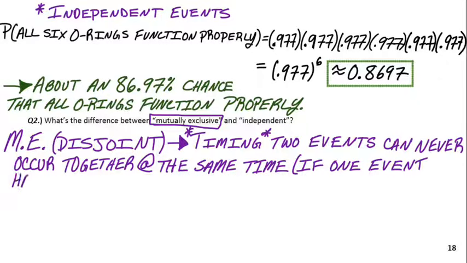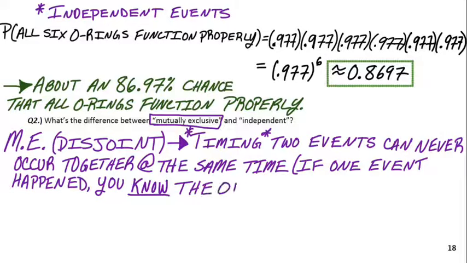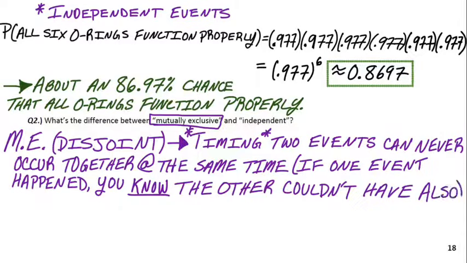Which means if one event happened, you know the other event couldn't have happened. The easiest example I can think of for this is the heads-tails example. If the coin landed heads, you know for sure it didn't land tails, and vice versa. Only one or the other can happen. So that's what mutually exclusive has to do with.